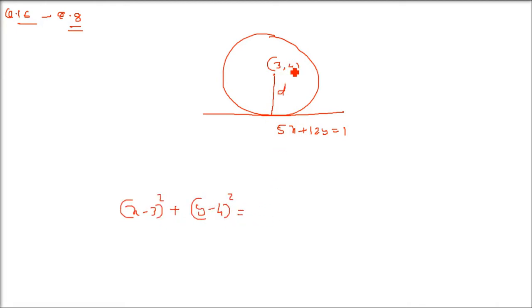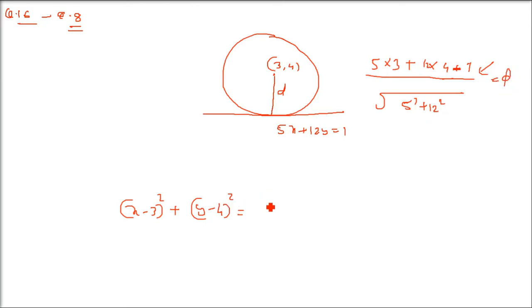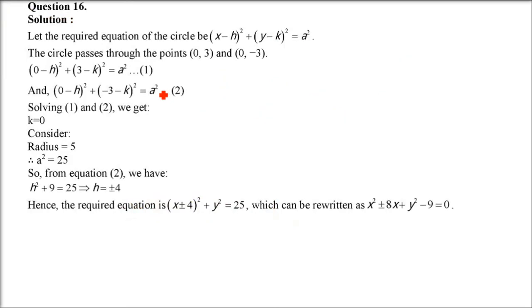So the equation will be (x minus 3) whole square plus (y minus 4) whole square, because the center is (3, 4). And the perpendicular distance from the point (3, 4) to this line is 5 into 3 plus 12 into 4 minus 1, divided by under root 5 square plus 12 square. Whatever you get here, square it and put it in this equation. So we have already done this.